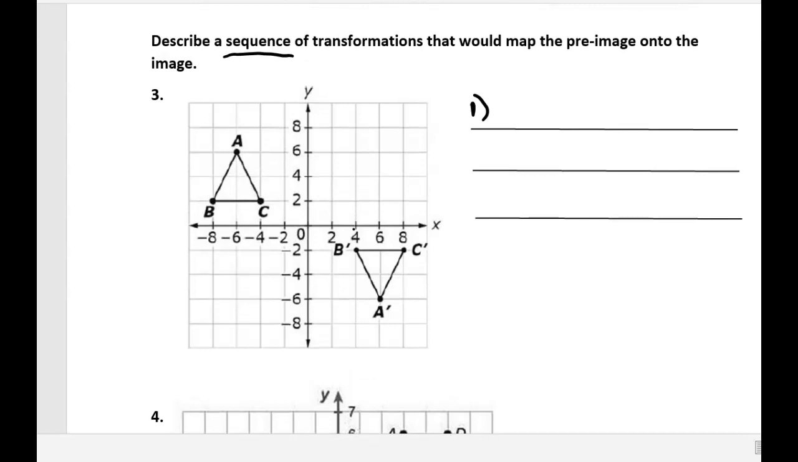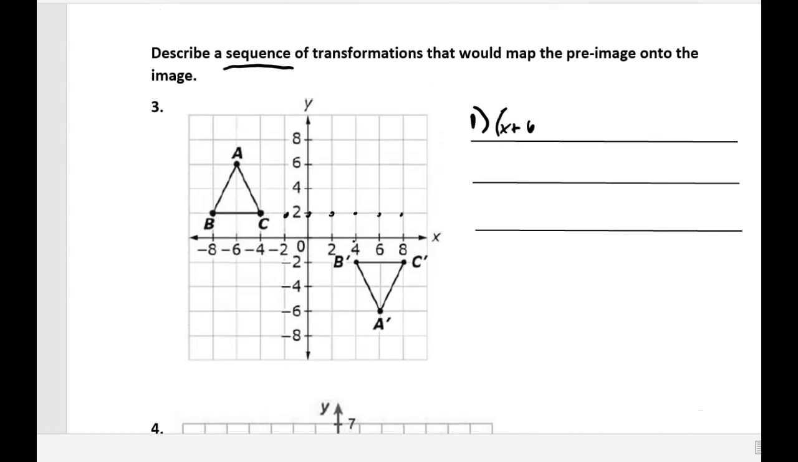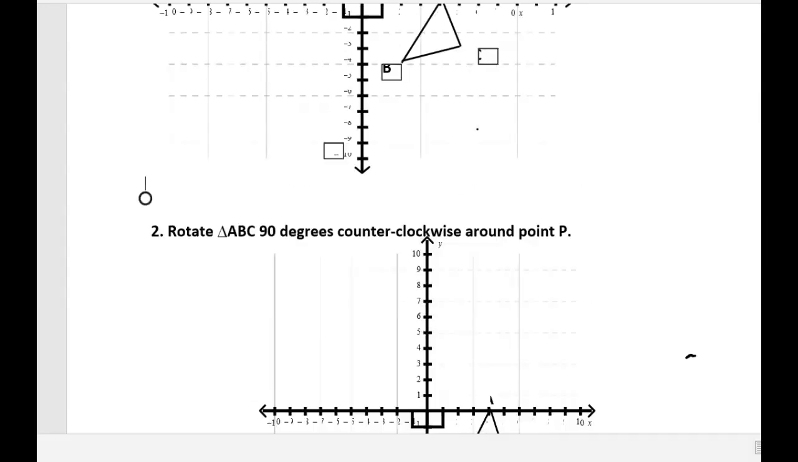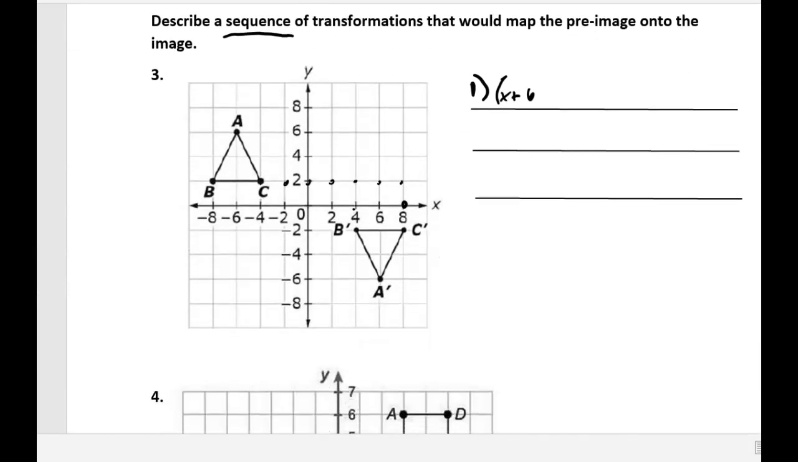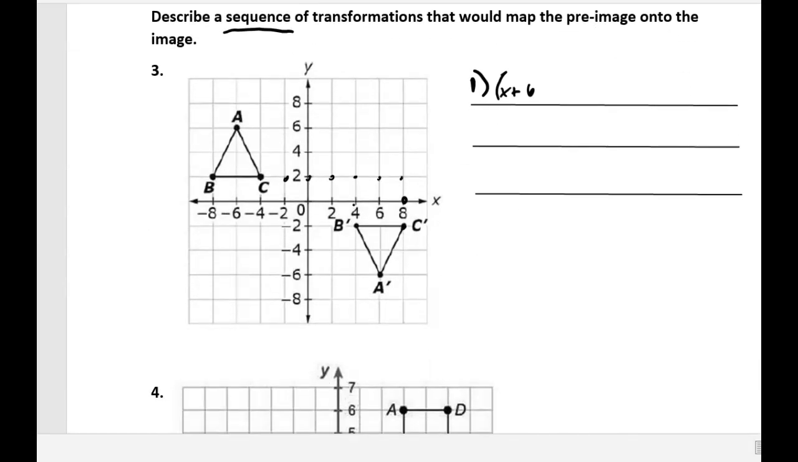All right, so the way we're going to get this started is I'm going to take point C and move it over 1, 2, 3, 4, 5, 6. The way we can show that is we're going to do x plus 6. Then we can go down 1, 2. And basically what that does is take C and moves it over to C primed.